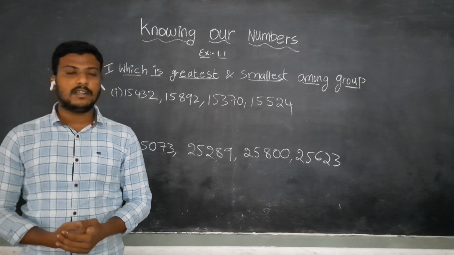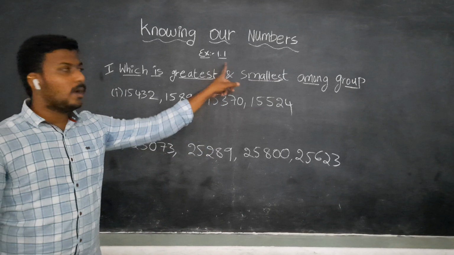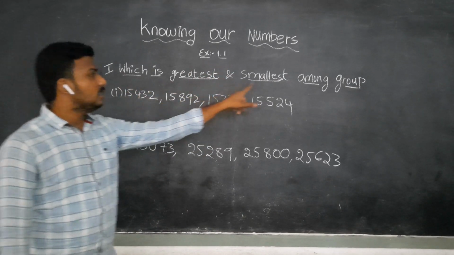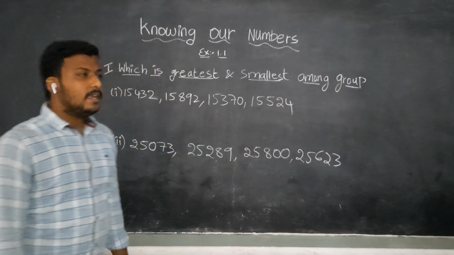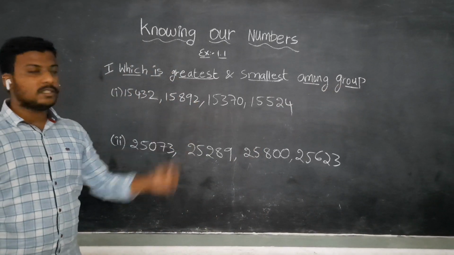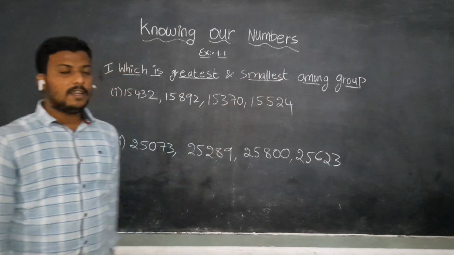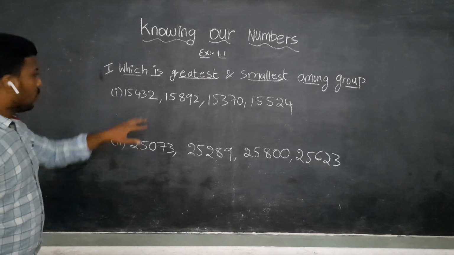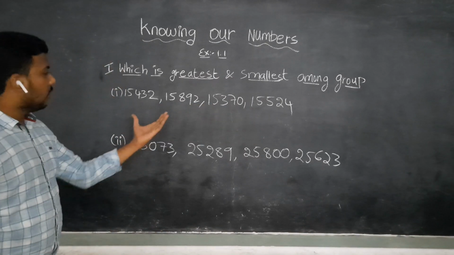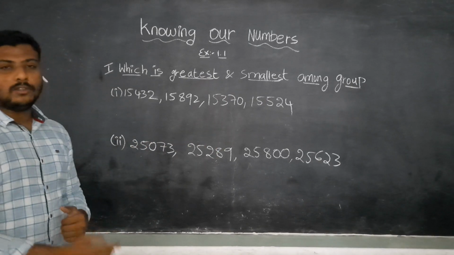Right now we will see clearly in Knowing Our Numbers, we are discussing exercise 1.1, the first Roman numeral, which is the greatest and smallest among the group. They have given a group of numbers. We have to identify which is the greatest and which is the smallest. By looking at these numbers, we can clearly say which is big and which is smaller. But we have to do it in procedure form.